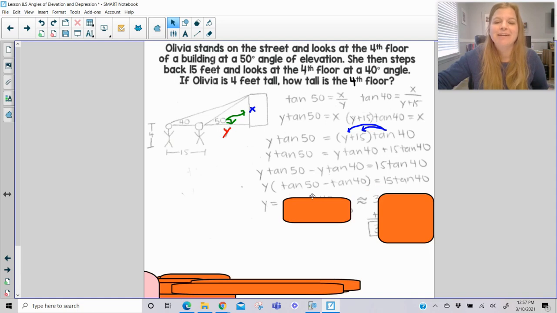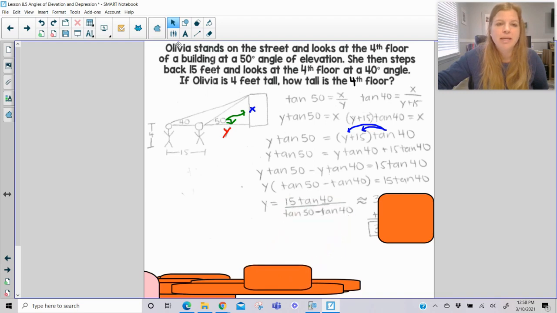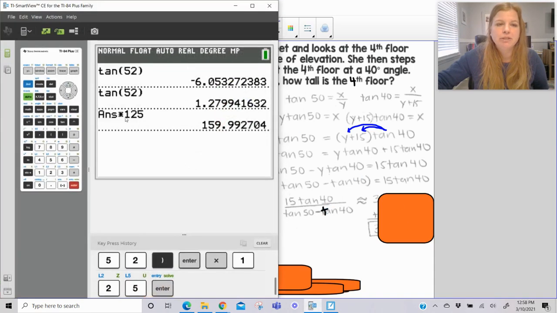We're almost there. So now if I wanted to solve for y, since y is being multiplied by this expression, I would then have to divide both sides of this equation by this entire value in parentheses. And this is what we get. We end up getting that y is going to be equal to 15 tan 40 divided by tan 50 minus tan 40. All right, so let's pull up my trusty calculator.